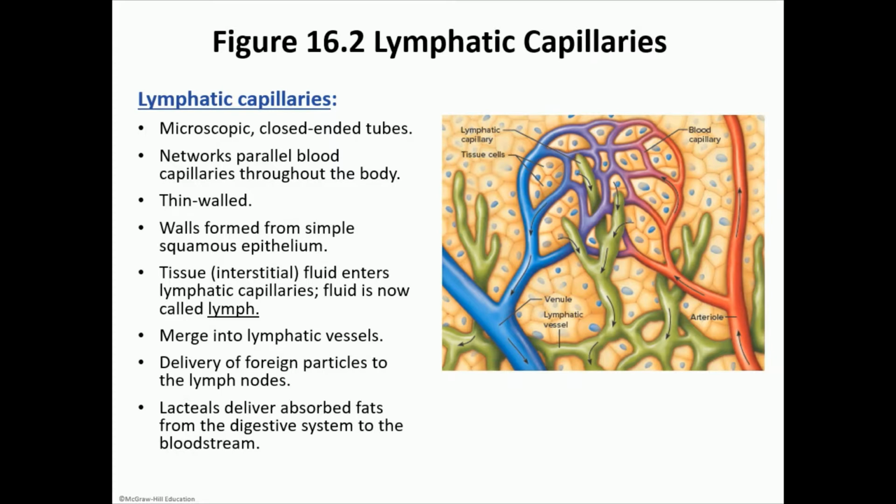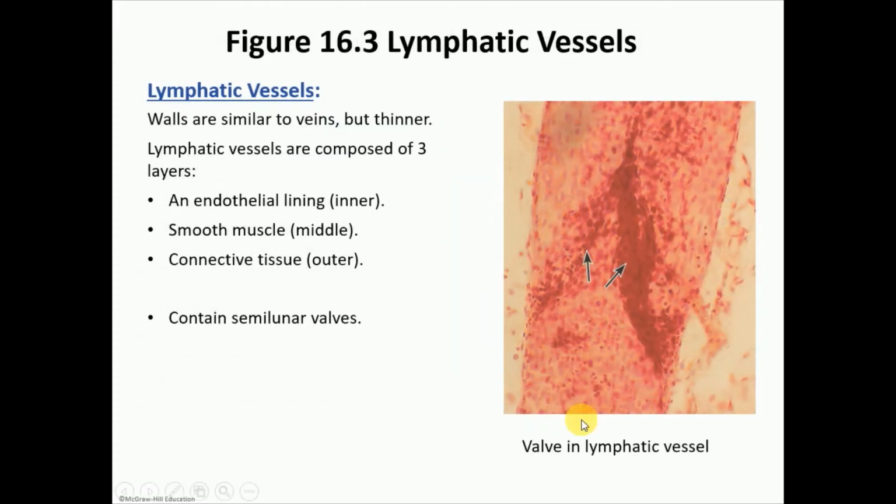The lacteals, again, in the digestive system, are the lymphatic capillaries there, and those help in the absorption of fat and fat-soluble vitamins. This right here is a lymphatic vessel, whether an afferent or an efferent. It also has three layers, just like veins. There is the endothelial layer, or the inner layer. There's a smooth middle layer, and then there's an outer layer made out of connective tissue. They also have valves just like the veins in our cardiovascular system.